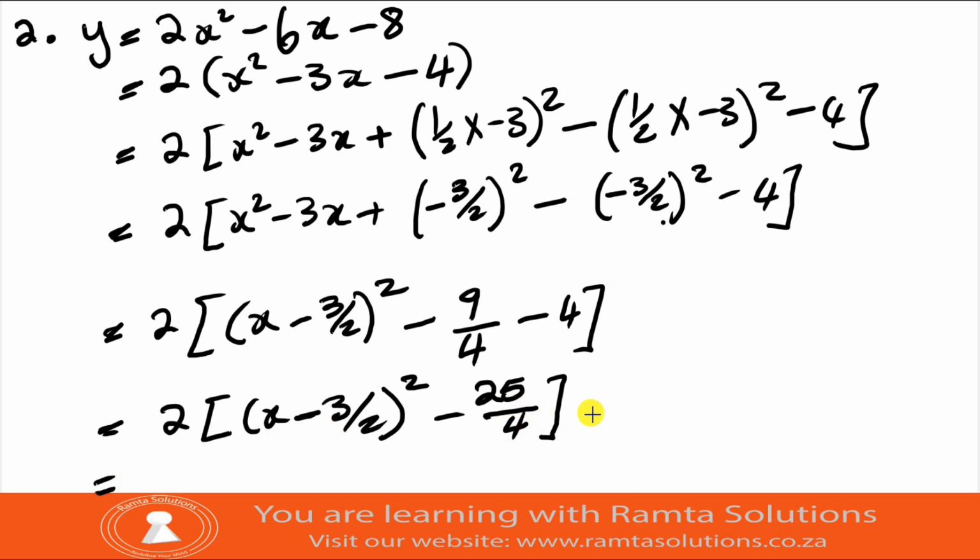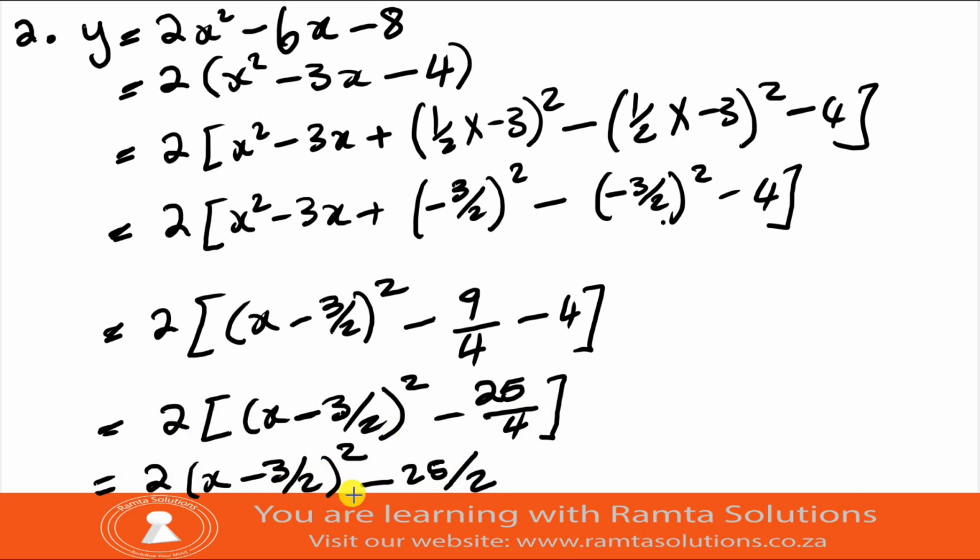Now we multiply everything out. This is 2. When we multiply everything out, it'll be this times this, and then this times this. When I multiply 2 times negative 25 over 4, it'll be negative 25 over 2. As you can see, it is in that form.